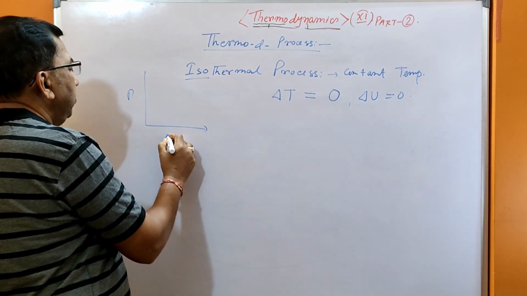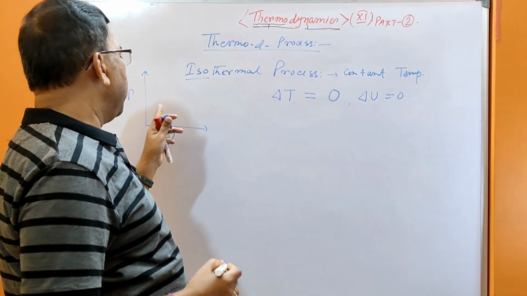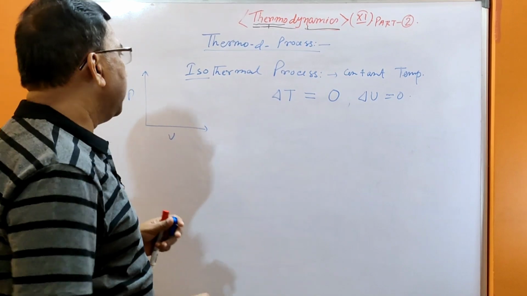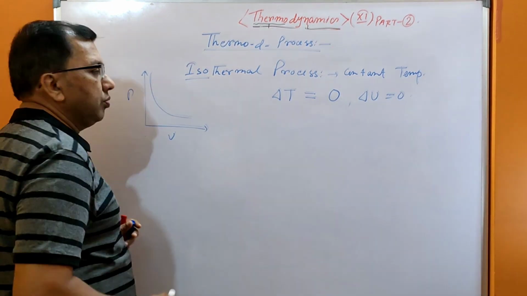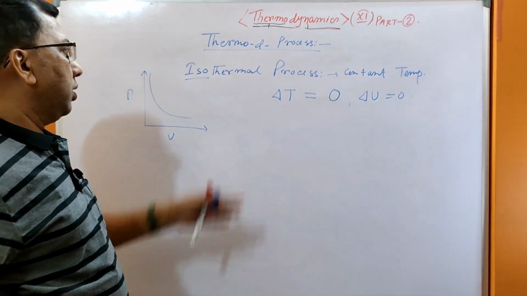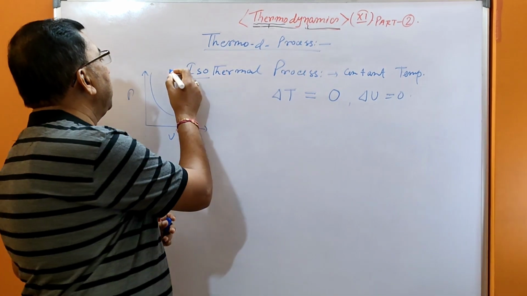If this is the pressure-volume diagram, at constant temperature the graph will be in this way. This is the graph of the isothermal process. Okay.